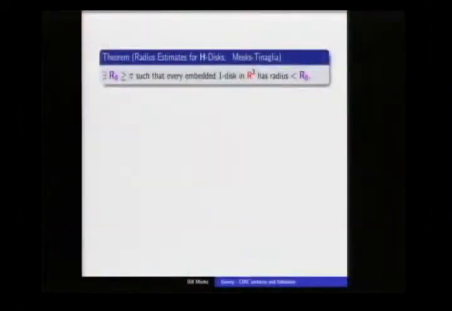So this result is good. It says there's a number bigger than or equal to pi such that every one disk in R3 has radius at most that. So if I'm looking for a compact embedded disk with constant mean curvature 1 in R3, then its radius can't be very big. Radius is the maximum intrinsic distance from a point on a surface to its boundary.